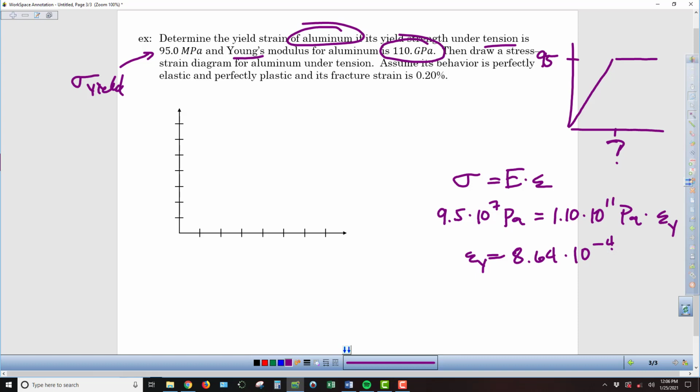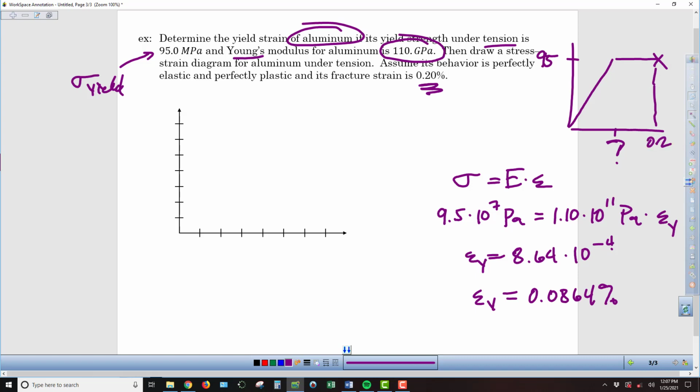Now again, that's dimensionless. Strain is a dimensionless quantity, length over length, but we're going to express it as a percent along our graph. So I'm going to report that answer as 8.64 times 10 to the negative 2nd if I move the decimal 2 places, or we can get away from scientific notation and express it as 0.0864%. And then the other key piece of information that we need is this fracture strain. So basically the point where the material is going to break is going to be at 0.2.